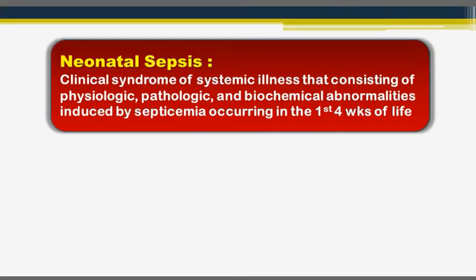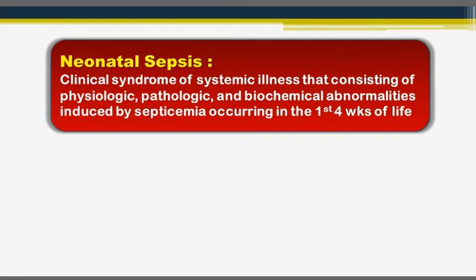If we go to the definition of neonatal sepsis, because we are talking about neonatal sepsis specifically, it is the clinical syndrome of systemic illness that consists of physiologic, pathologic, and biochemical abnormalities induced by septicemia that occurs in the first 4 weeks of life.